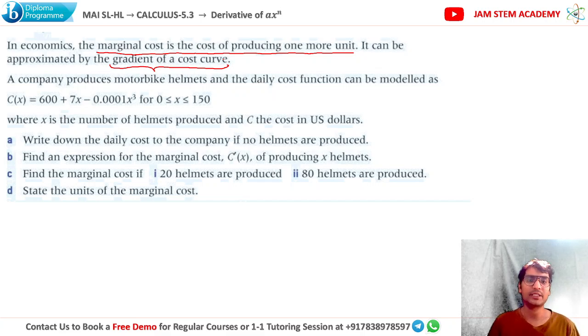A company produces motorbike helmets and the daily cost function can be modeled by the following. This function gives us the cost function for x number of helmets produced on a particular day. Okay, so x is the number of helmets produced and C is the cost in US dollars.